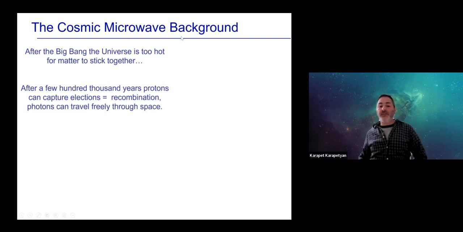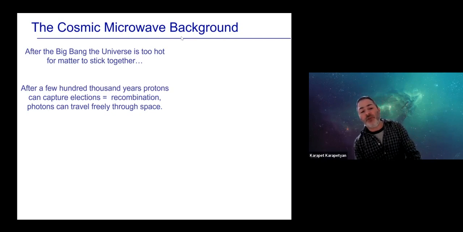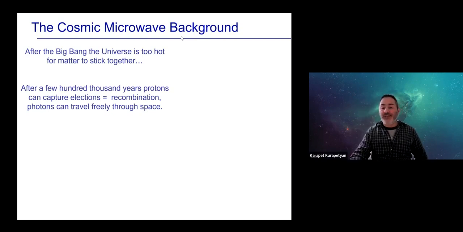After the Big Bang, the universe is too hot for matter to stick together. After a few hundred thousand years, the protons can then capture electrons. This is known as recombination. So photons can travel freely through space. Remember, a photon is the particle of light.